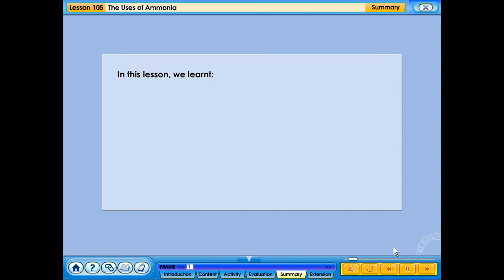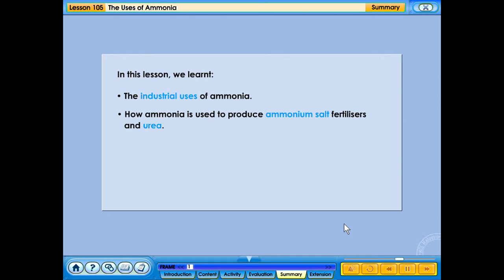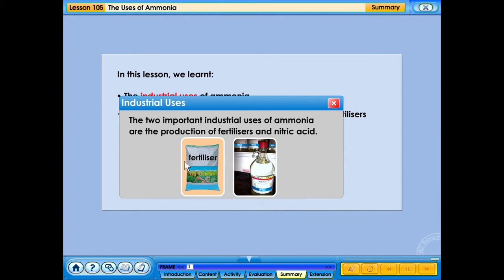In this lesson, we learnt the industrial uses of ammonia, how ammonia is used to produce ammonium salt fertilizers and urea. The two important industrial uses of ammonia are the production of fertilizers and nitric acid.